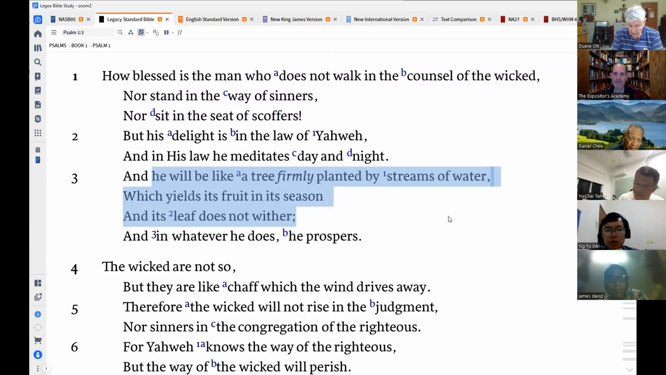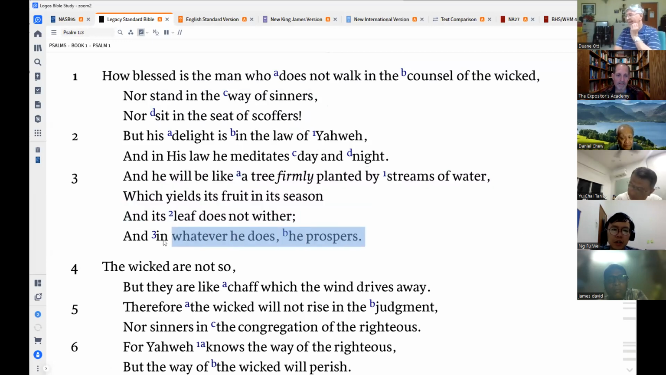So the image gives a powerful illustration of the stability of the life of the man who delights in the law of the Lord and meditates day and night. And then there is the mention at the end, he goes back and says, whatever he does, he prospers.